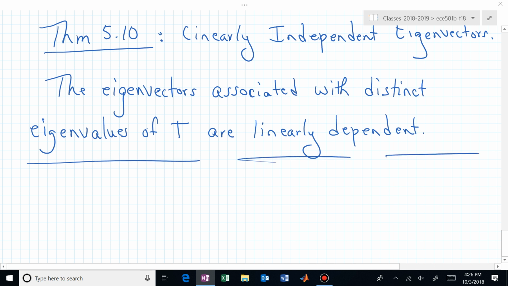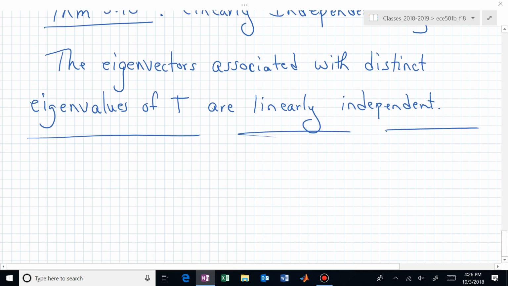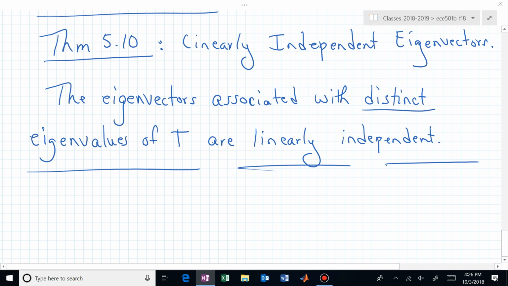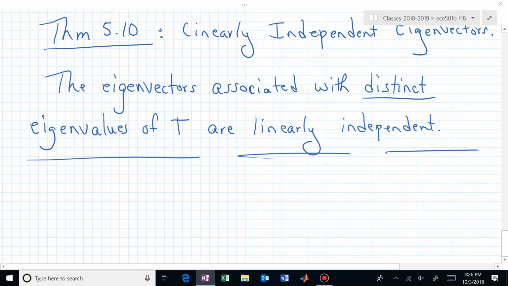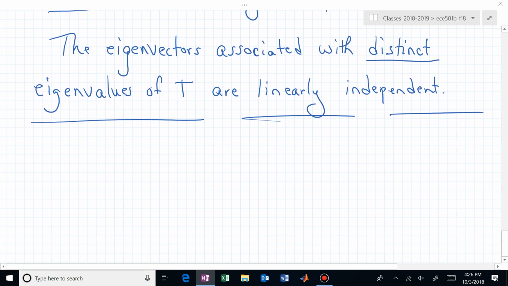That's the theorem. The eigenvectors associated with distinct eigenvalues of the linear operator are, good thing I had the label there, I could check my work, huh? Linearly independent. Okay? So now the key here is distinct, and I want to make sure that we're all on the same page in terms of what we mean by distinct eigenvalues. So let's look at some examples.